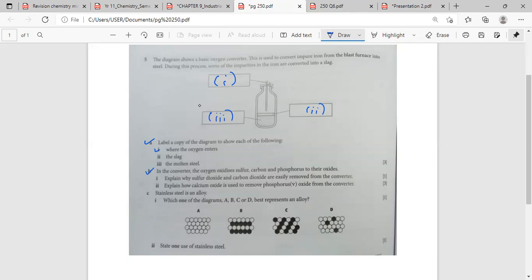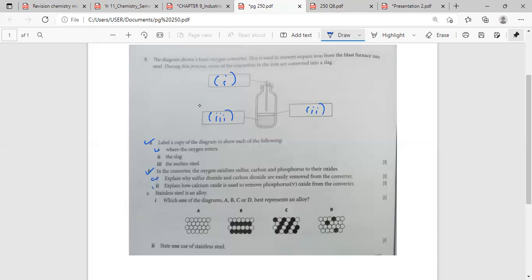In the converter, the oxygen oxidizes sulfur, carbon, and phosphorus to their oxides. Explain why sulfur dioxide and carbon dioxide are easily removed from the converter. Who can give me the answer? It's 1 mark only. Good. Sulfur dioxide and carbon dioxide are gases, and therefore they leave the converter. So that's all. It's only 1 mark.